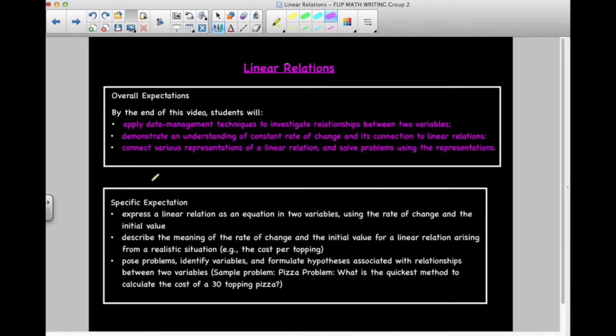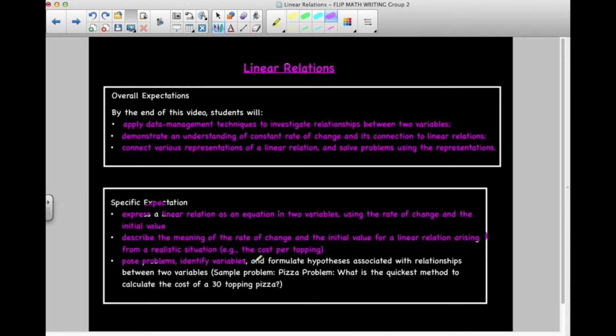For this video, we're going to expand things a little bit, and we're going to express a linear relation as an equation in two variables, using the rate of change and the initial value. We will describe the meaning of the rate of change and the initial value for a linear relation arising from a realistic situation. For example, the cost per topping. And lastly, we will pose problems, identify variables, and formulate hypotheses associated with relationships between two variables.